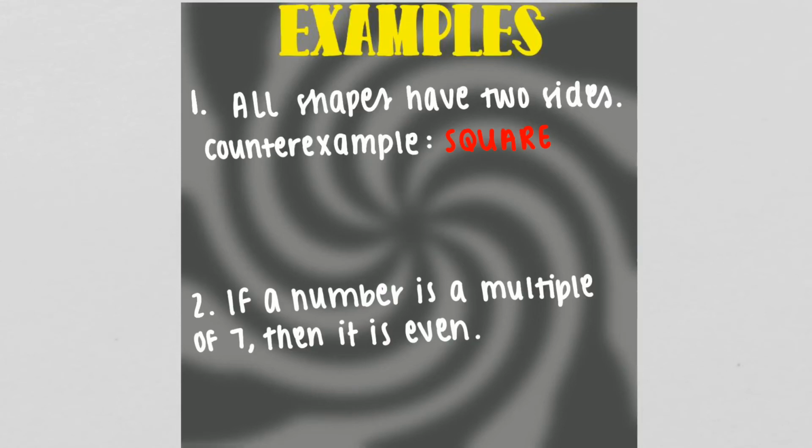Now that second conjecture I gave you said, if a number is a multiple of 7, then it is even. So then of course your counterexample would be any multiple of 7 that is not even, that is an odd number. So when I think about 7, the first multiple I think about is either 7 times 1, which is 7, or another one could be 7 times 3, which equals 21. And since 21 is an odd number, 7 times 3, or 21, is a counterexample for this conjecture.